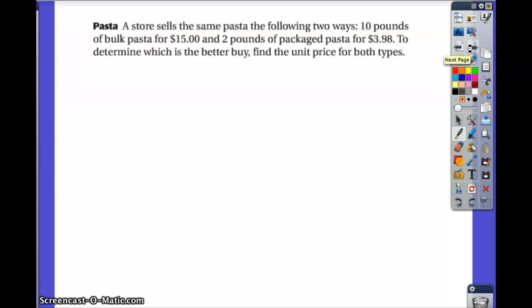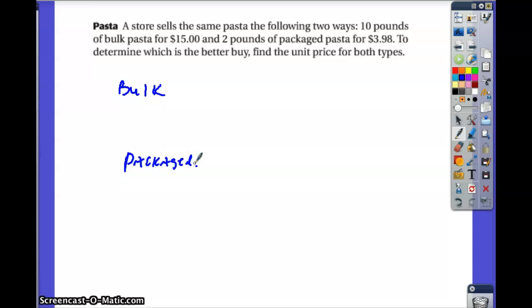Next, pasta. A store sells the same pasta the following 2 ways. 10 pounds of bulk pasta for $15 and 2 pounds of packaged pasta for $3.98. To determine which is the better buy, find the unit price of both types. Okay, so we've got bulk and we've got packaged.